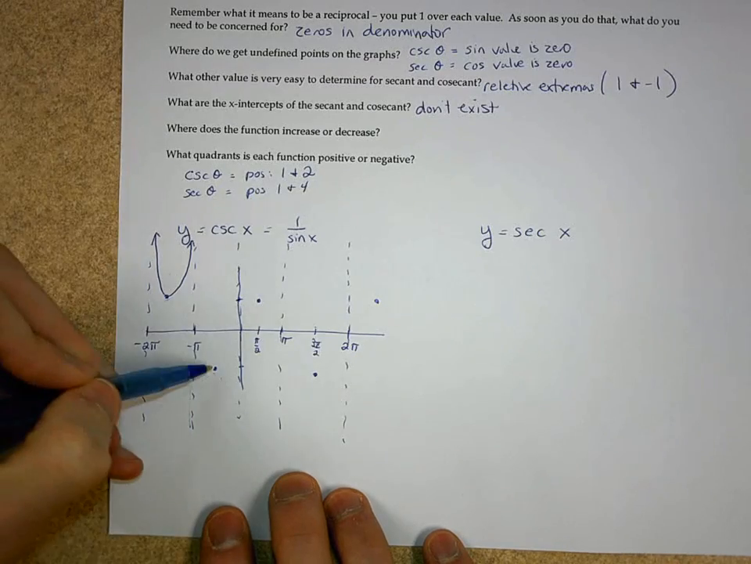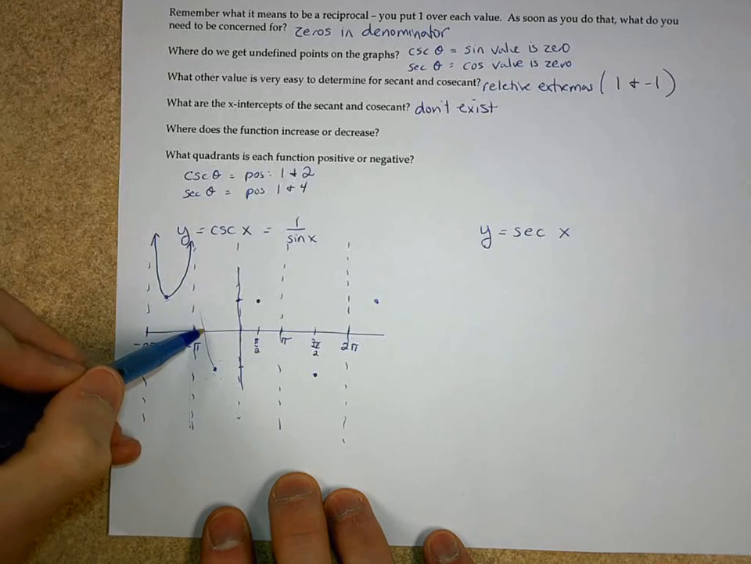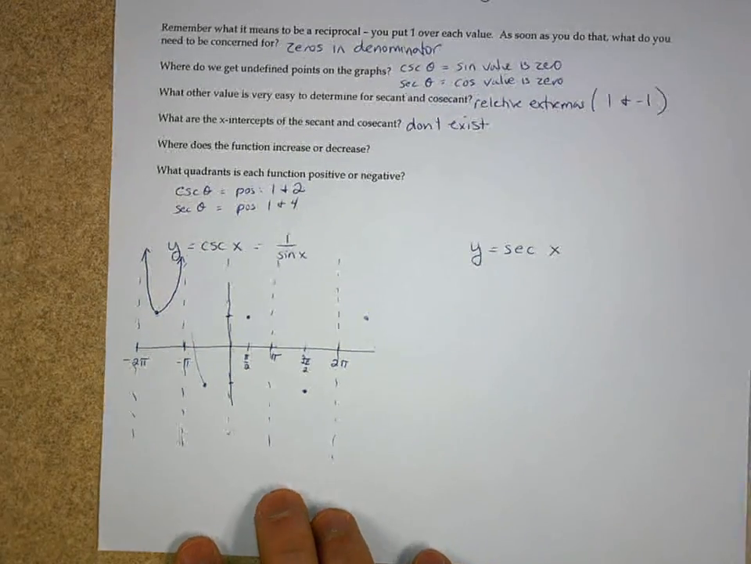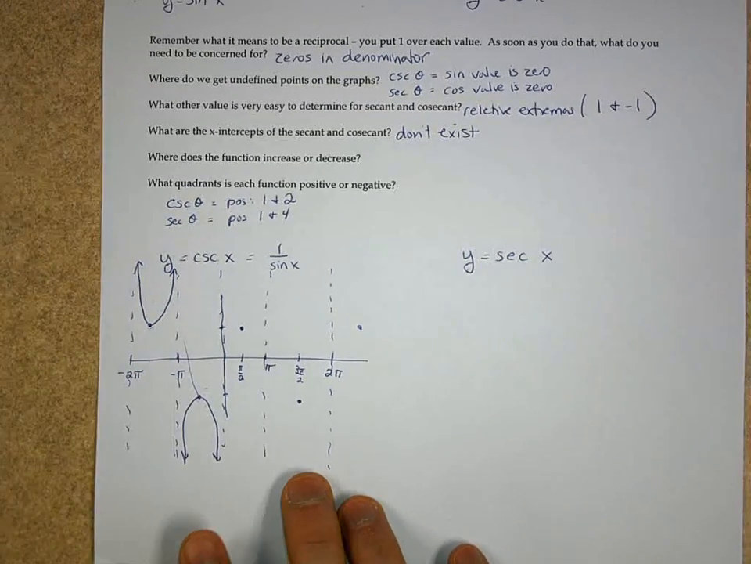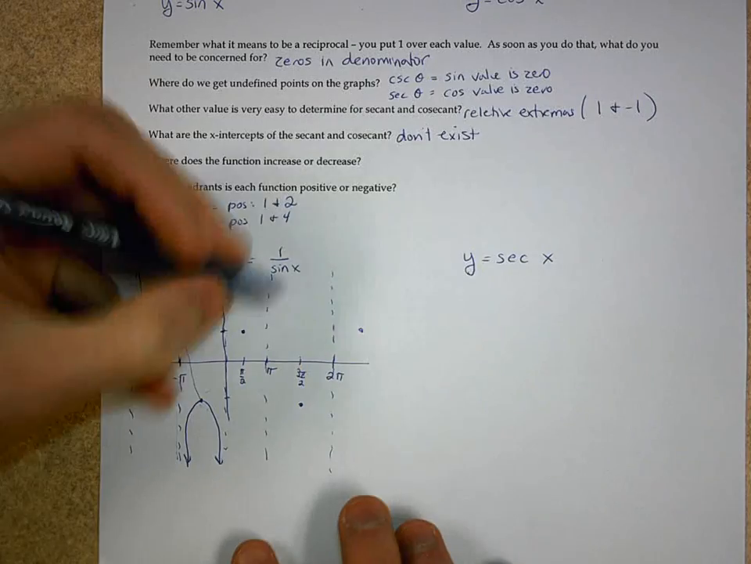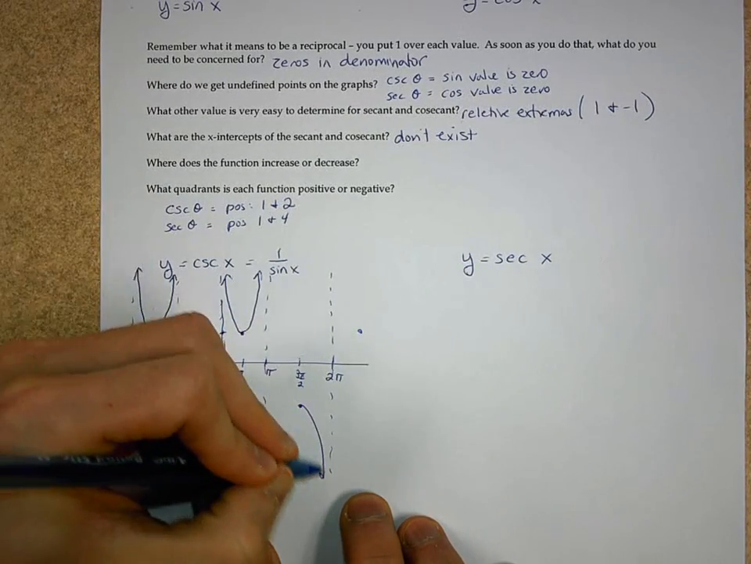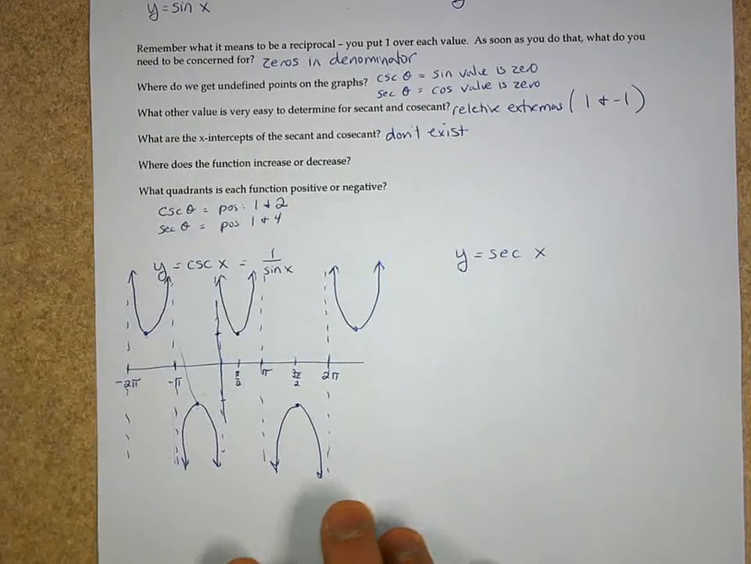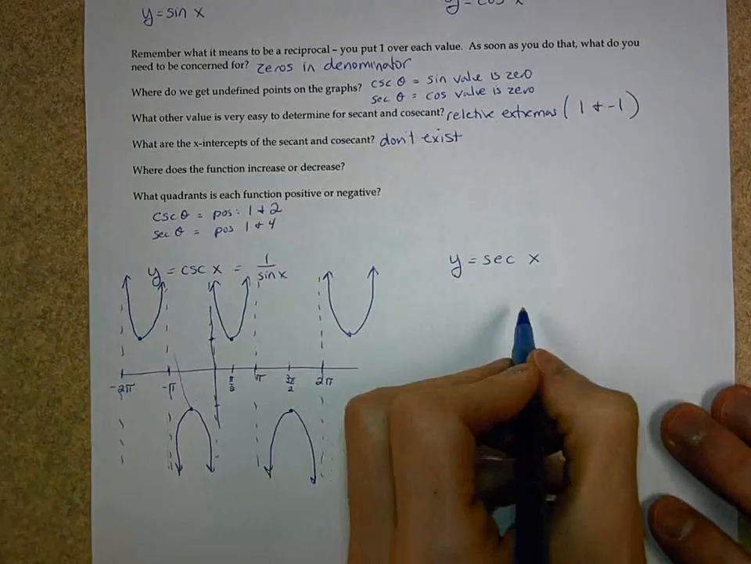Down here then, I know that this piece can't go up, because if I were to go up there, you can see I would cross the x-axis, which would be a solution. And we've got no x-intercepts. So I've got to come down with this piece. Third piece goes up, and you can see the pattern of up, down, up, down. And there's my cosecant graph.